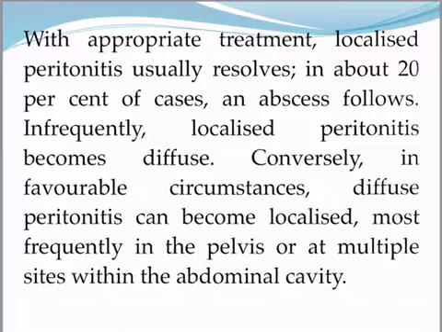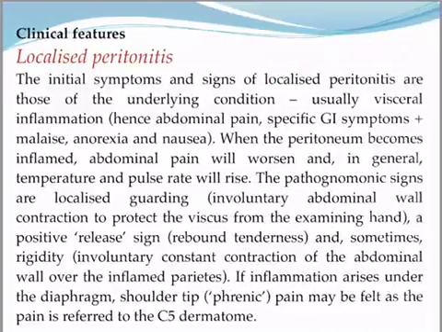Conversely, a healthy patient will have a potent defense mechanism of the peritoneum and efficient treatment, antibiotics, nil by mouth, all of which favor localization. So most localized peritonitis will resolve or an abscess will form. Conversely, in favorable circumstances, diffuse peritonitis can become localized, most frequently in the pelvis or multiple sites within the abdominal cavity. Clinical features of peritonitis.